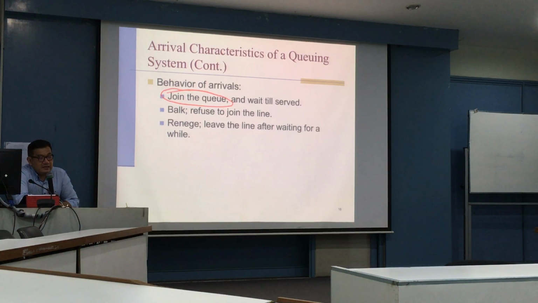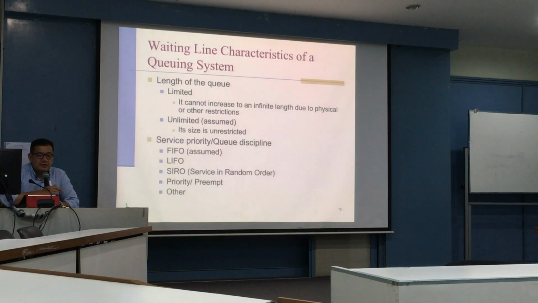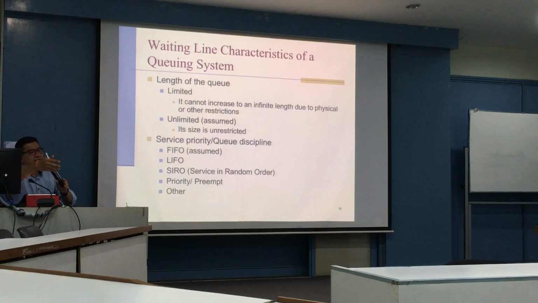In our models, we assume all customers are willing to join the queue, wait until they get the service, and depart the system. All this is about the arrival characteristic. The next one is the part about the waiting line characteristic, or things in terms of the line, the queue.